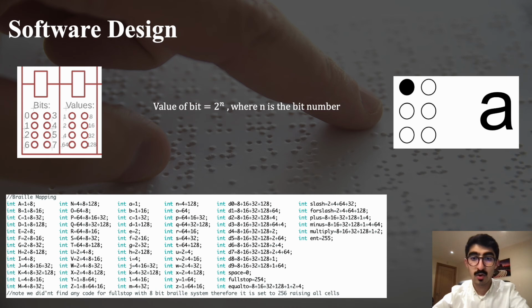In order to convert normal text into Braille, we must have a Braille mapping for all of the alphabets and numbers. Let's take the lowercase letter A as an example. We know that this letter is represented in Braille by raising the first dot only, which is bit number 0. Therefore, in a Braille mapping, we must declare that the lowercase letter A is equal to 1. The same procedure must be followed for the rest of the characters and the alphabets. The bottom picture shows some of the Braille mapping that has been implemented in the software code.